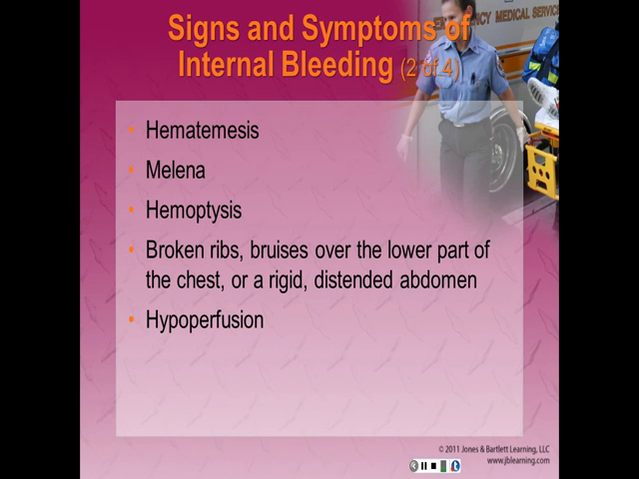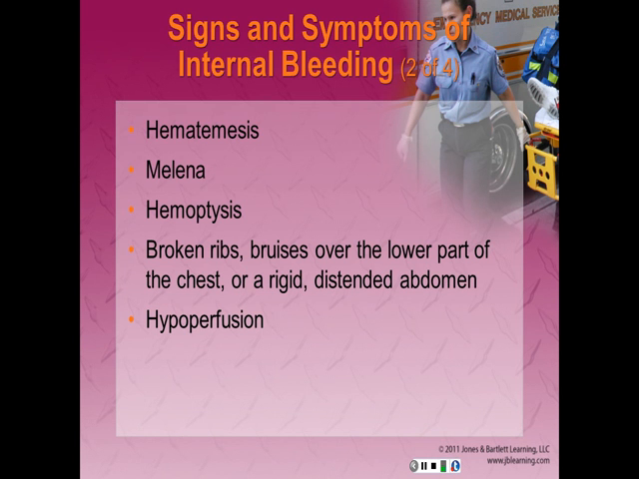Hematemesis, or vomited blood, can be bright red or dark red, and it may look like coffee grounds. Melena is a black, foul-smelling, tarry stool that has digested blood in it. Hemoptysis is bright red blood that your patient coughs up. Some of the other things to look for are pain, tenderness, bruising, guarding or swelling, which indicates a possible closed fracture. You have to remember that broken ribs or bruises over the lower part of the chest or a rigid distended abdomen can indicate possibility of a lacerated spleen or liver.